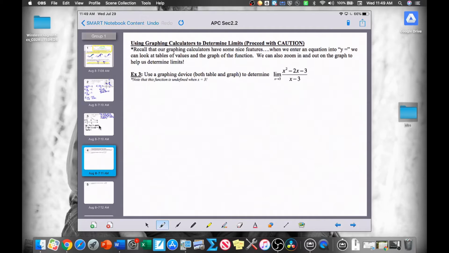In the next part of our notes, we are going to be using our graphing calculators, so please get that out and get ready to use that to go through some problems with that.